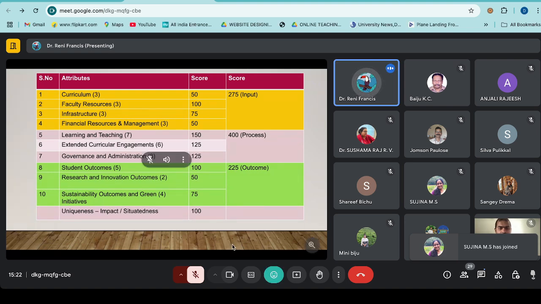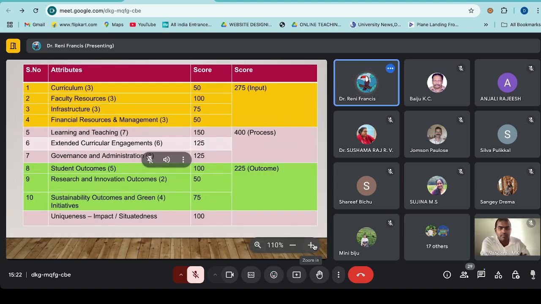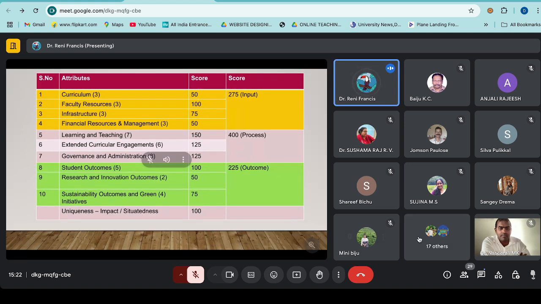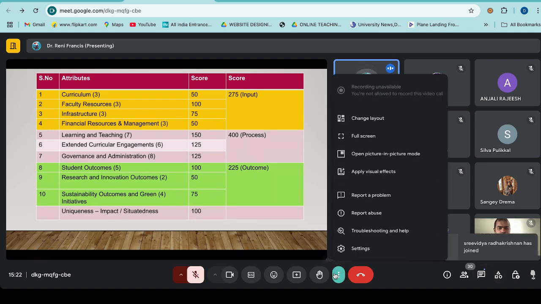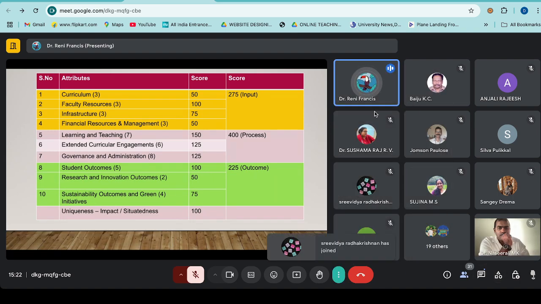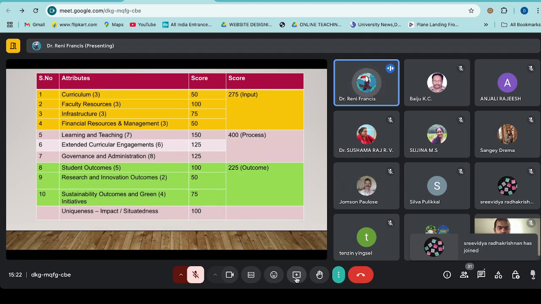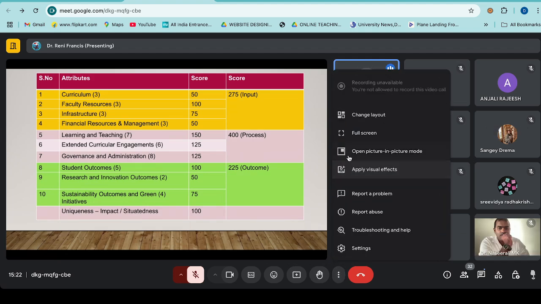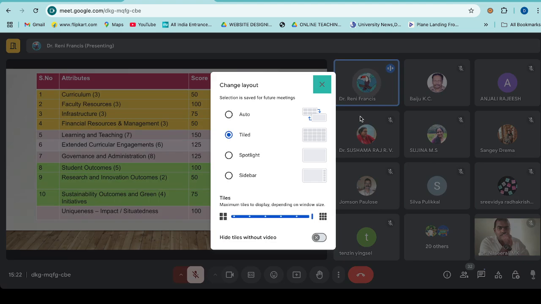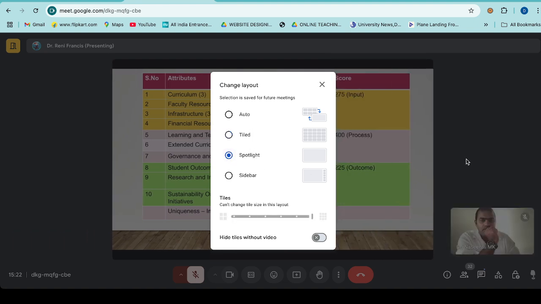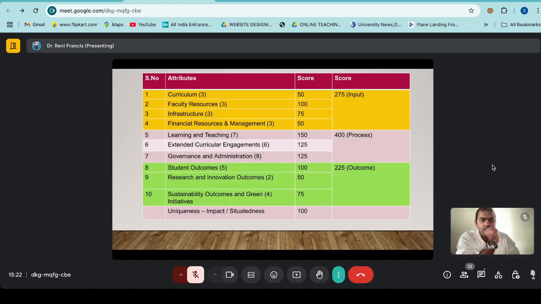Now, when we talk about NAC, these are certain things that NAC is looking at, and each of them has a set of questions or the metrics that have been placed, and these metrics are very clearly put up when we speak about the 10 attributes. So let me go ahead with this format. The first is the curriculum.